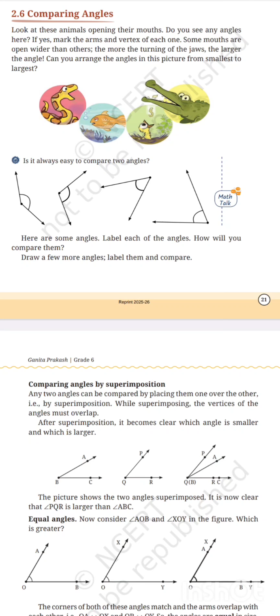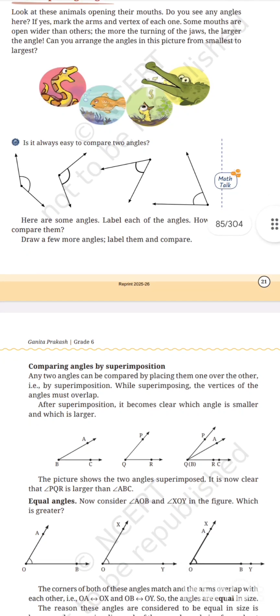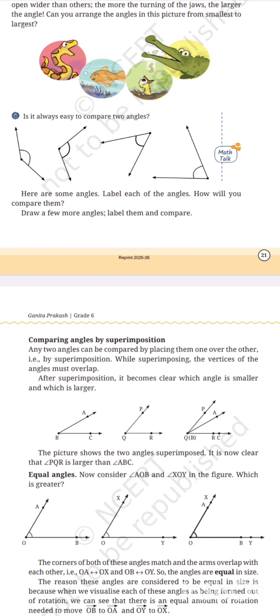Okay, it's not always easy to compare two angles. Here are some angles. Label each of the angles. How will you compare them? Draw a few more angles, label them and compare. Comparing angles by superimposition. Any two angles can be compared by placing one over the other, that is, by superimposition.